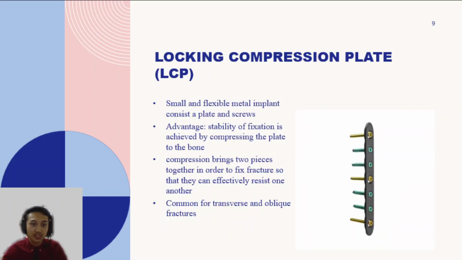Locking compression plate is a small and flexible metal implant, consisting of a plate and screws. The advantage is that stability of fixation is achieved by compressing the plate to the bone. Compression brings two pieces together in order to fix the fracture so that they can resist one another. It is common for transverse and oblique fractures.